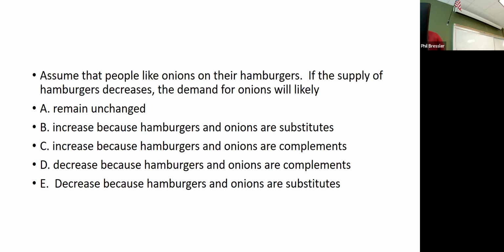Okay, if the price of hamburgers goes up, Matt, what's that going to do to onions as a complement? It's going to decrease demand. Right, because people are going to buy less hamburgers, so therefore they need less onions. That being said, Matt, the answer is going to be D. Okay. Any questions on that one?